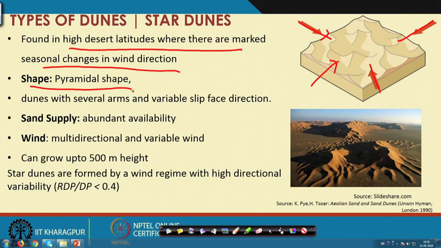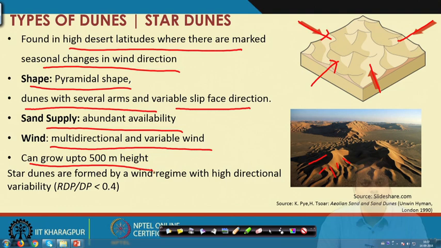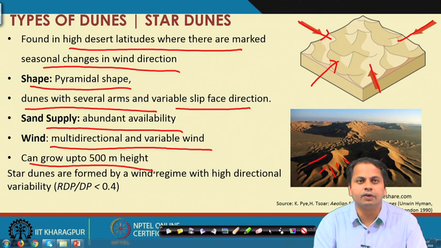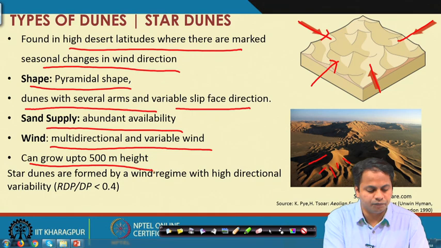Okay. These are dunes with several arms and variable slip face directions. So slip face directions are also different, and there are many arms you can see here. Sand supply is abundant here. The wind is multidirectional and variable in nature, and they can grow up to 500 meters in height. Star dunes are formed by a wind regime with high directional variability, that is, a ratio of RDP by DP that is less than 0.4. Okay.